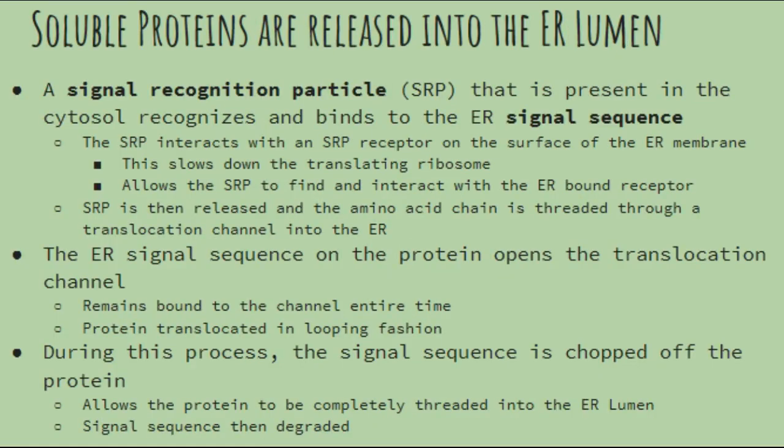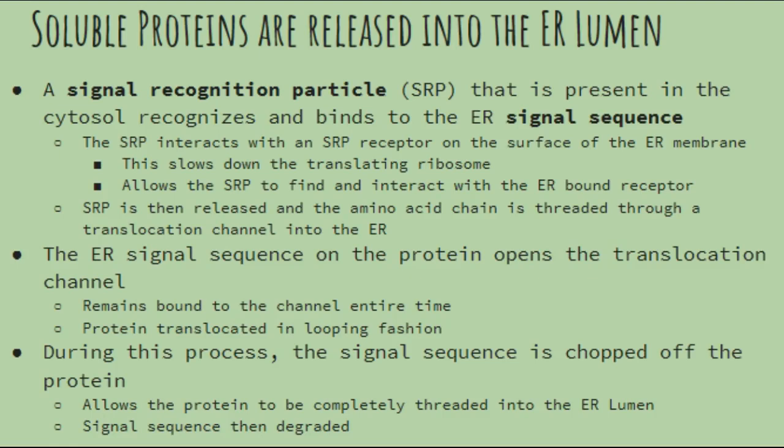A signal recognition particle, or SRP, is present in the cytosol that recognizes and binds to the ER signal sequence found on the amino acid chain. The SRP interacts with an SRP receptor that's on the surface of the ER membrane. This slows down the translating ribosome and allows for the SRP to find and interact with the ER-bound receptor. The SRP is then released and the amino acid chain is threaded through a translocation channel into the ER.